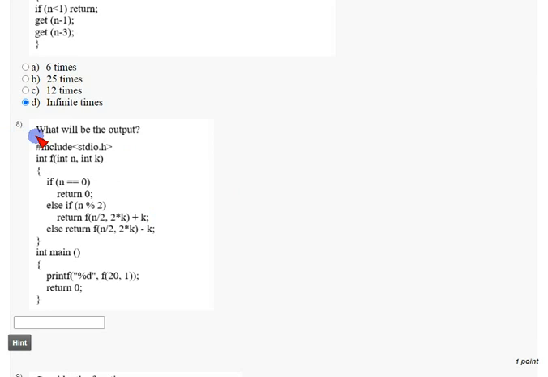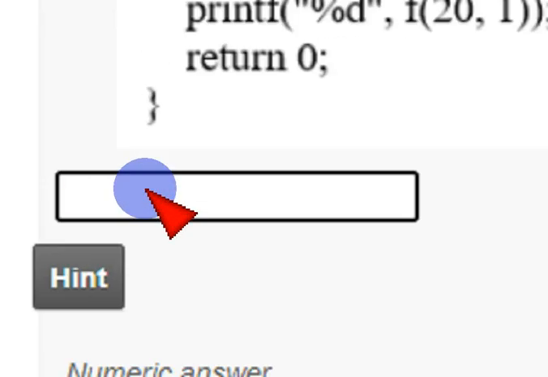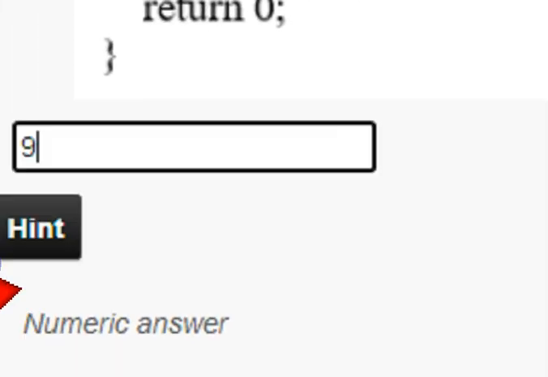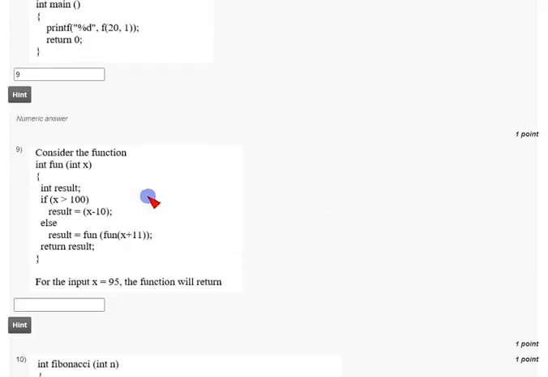So coming to the 8th question, what will be the output? When I did this in the compiler, I got the answer as, if you see the hint, a numeric answer. I got the answer as 9. So if you see this, 9 is the answer. I am zooming back and zoomed back.